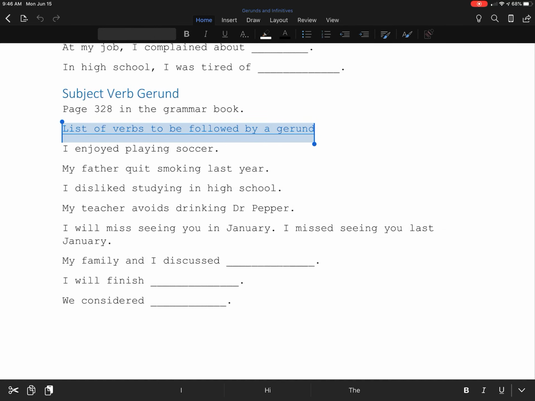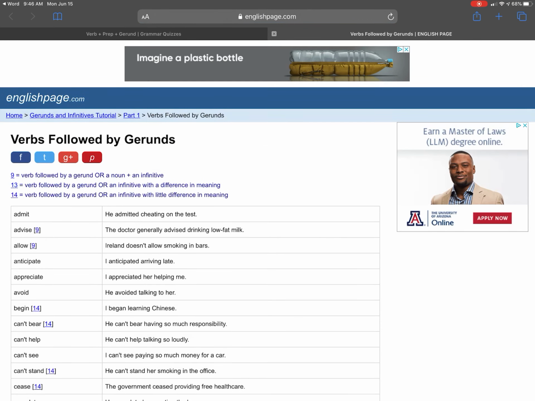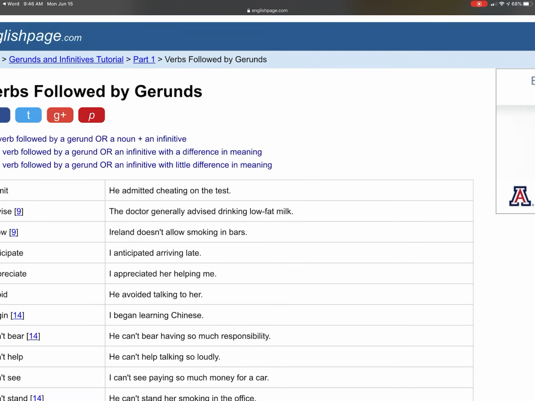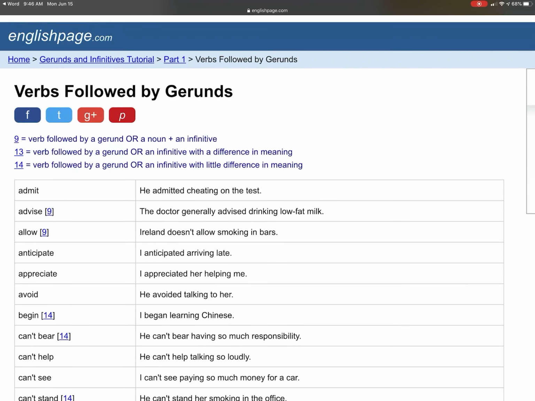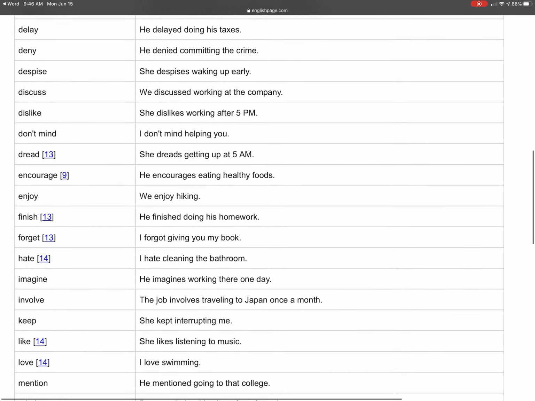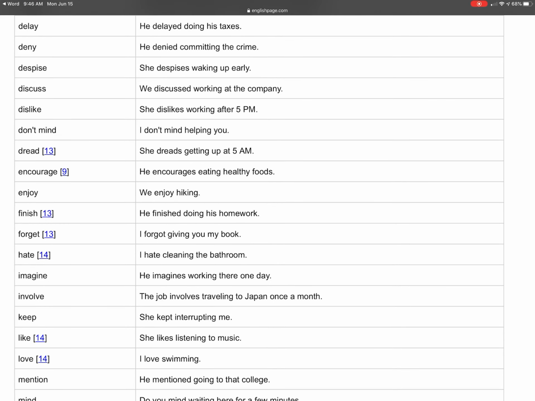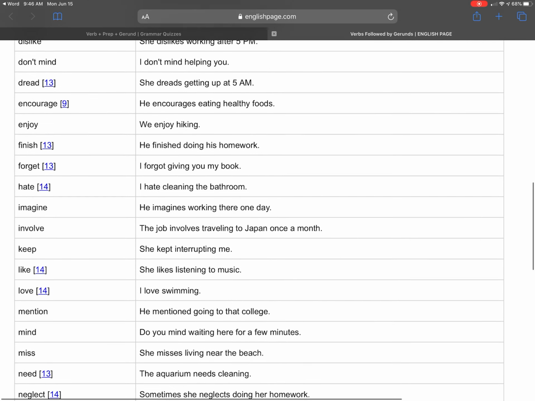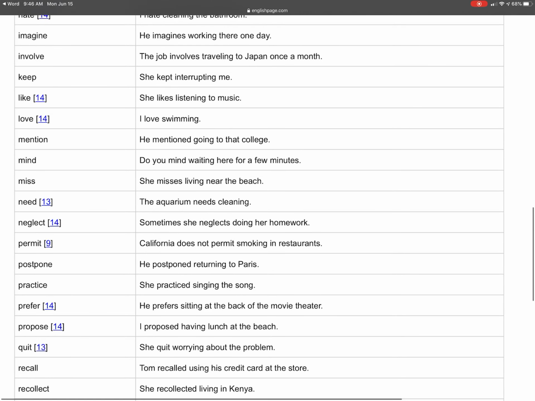Here's another big list of verbs, and after these verbs, we can only use the ing verb. He avoided talking to her. He avoided driving on the highway. Began. I began learning Chinese. I began working very hard. As you can see, there are a lot of ones here, so we just need to be able to remember that after all of these, we can only use a gerund.